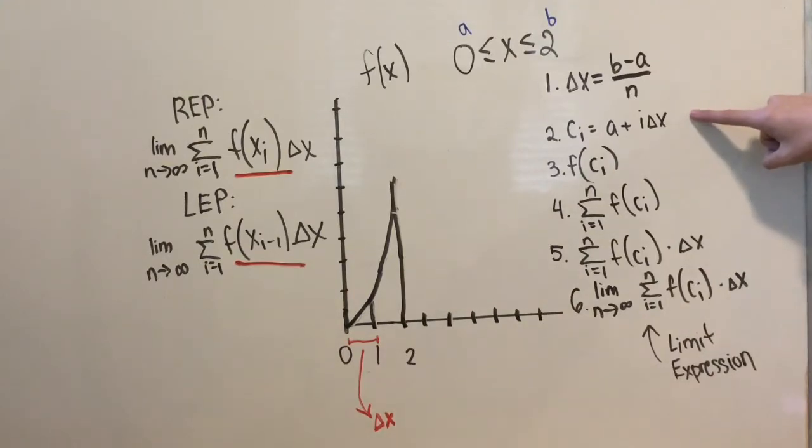The second step is to find c sub i. C sub i is equal to a plus i times delta x. C sub i are the x values which you will plug into the original function to get the y values. Those y values will be the height of the rectangles.